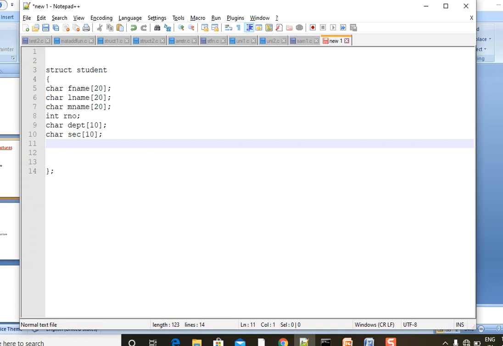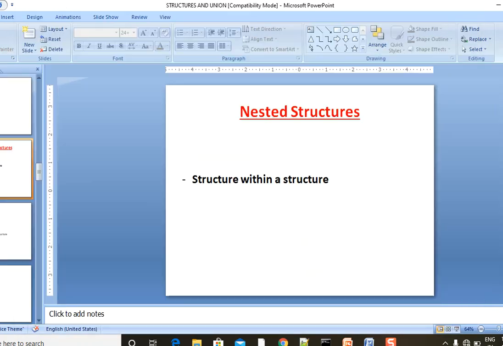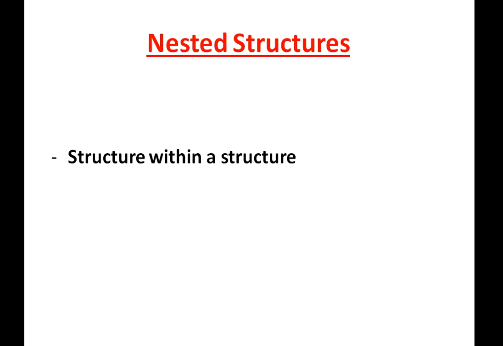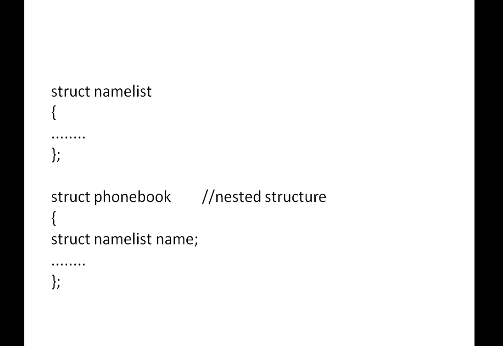Then the readability of the code will become complex because the structure itself will go for half a page, right? Which will reduce the readability of the code. So in such cases, what we can do is simplify the structure with the help of something called a nested structure, right? So a structure within another structure is called a nested structure. I can create one structure and refer to that structure inside another structure.